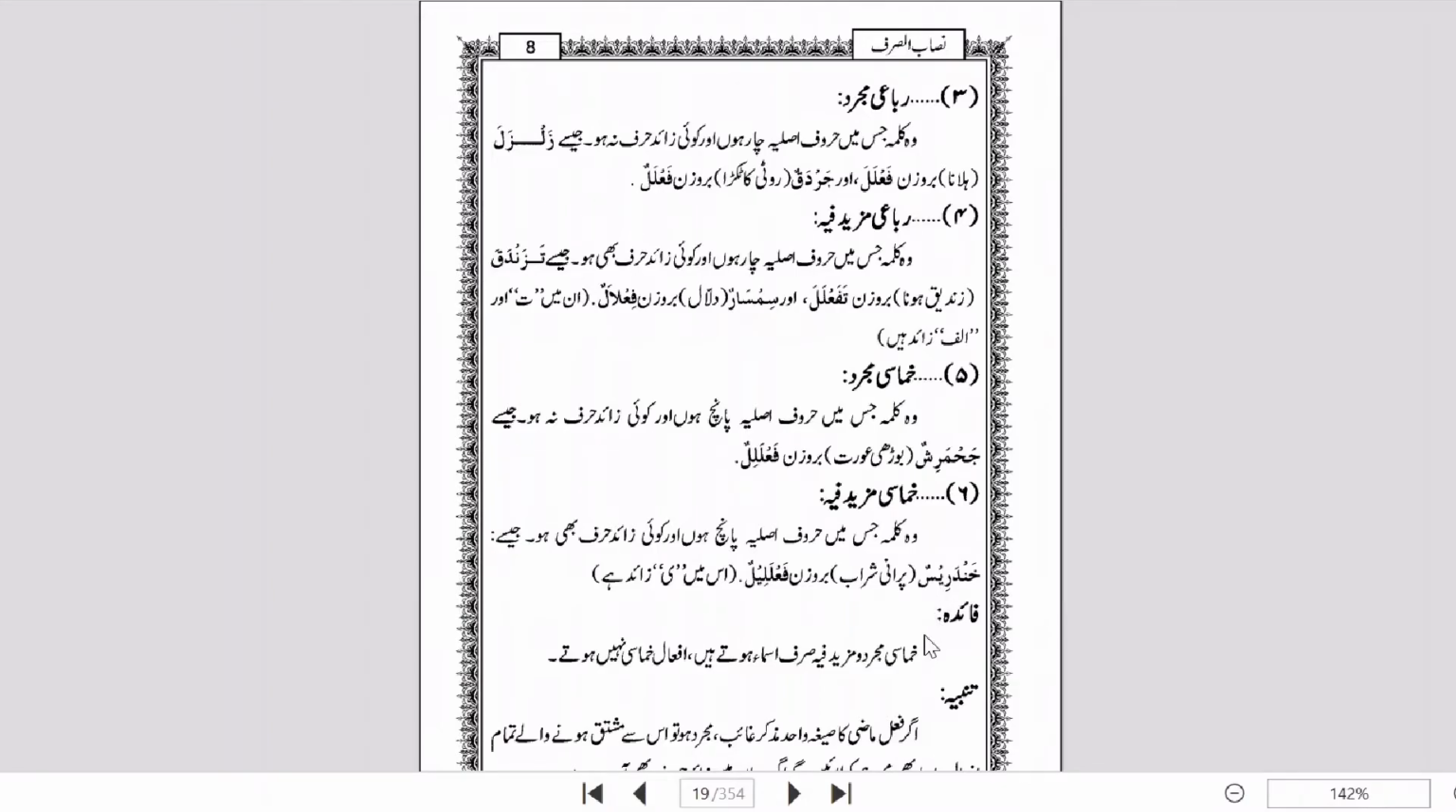One important thing to note is that Khumasi Mujarrad and Khumasi Mazid Fi can only be Asma, meaning only nouns can come on them, but Af'al cannot be Khumasi.